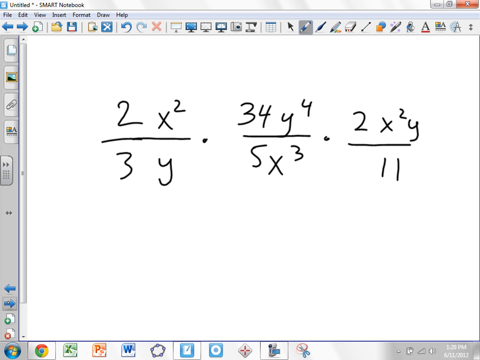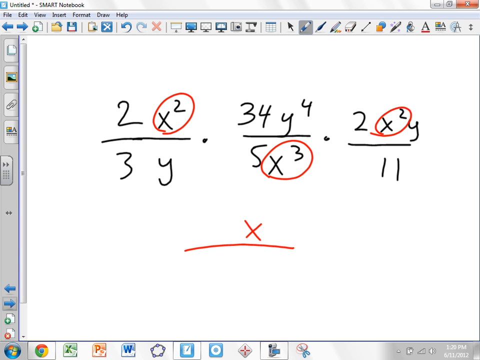First of all, you see that you have x's all over the place, right? How many x's do you have up top altogether? Be careful. 4. And how many down below? 3, right? So your answer should have how many x's left over if you cancel? 1, on the top. Again, there's 4 up top and 3 down below. So automatically start canceling your variables first. Make this problem easier on you.